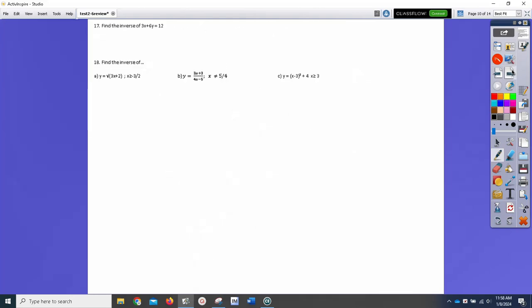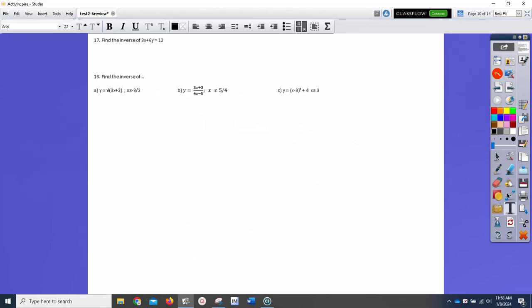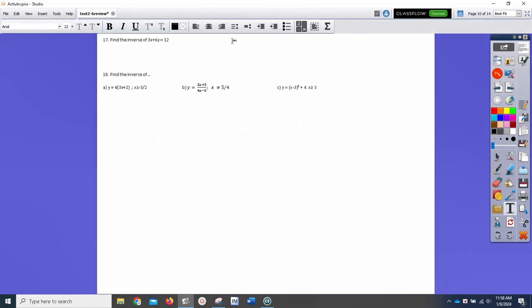All right, moving on to 17. 17 is find an inverse. And inverse functions are pretty easy to do. All you do is you swap x and y, and then you resolve for y. And finally, you replace y with the inverse of f of x, written f to the negative first power of x.